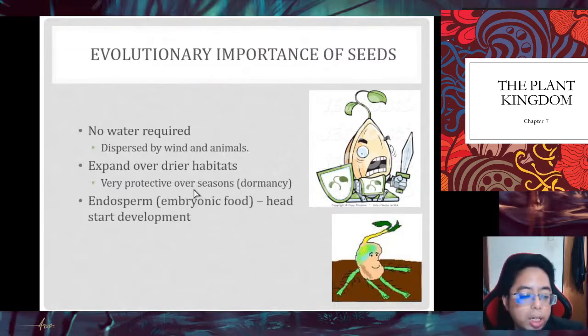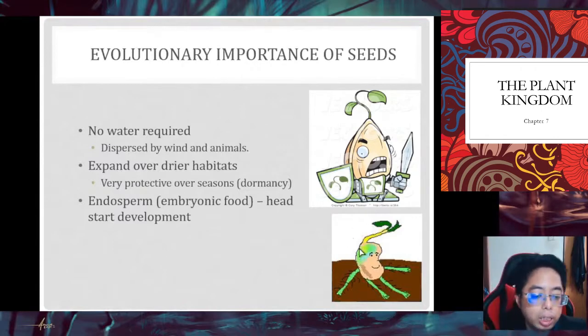So yeah, early Earth has a lot of unexplored terrain, areas which are quite rocky, quite dry. So seeds can actually persist until it's suitable enough for them to grow.